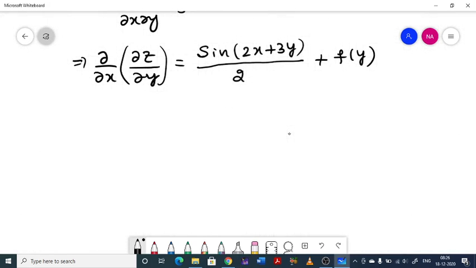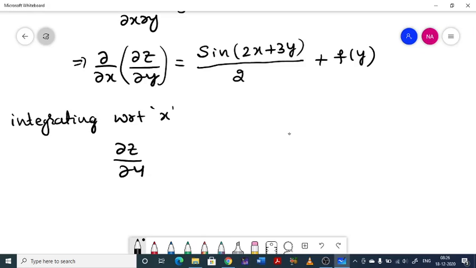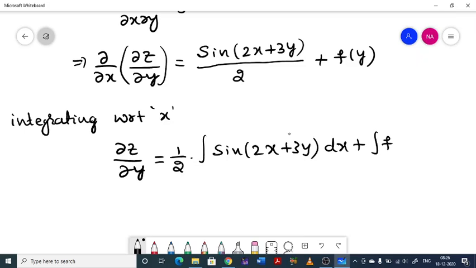Now to remove ∂/∂x again, integrating with respect to x. So left side will be ∂z/∂y, ∂/∂x will be removed. You get ∂z/∂y equal to this 1 by 2 I can take outside, the integral of sin of (2x plus 3y) dx plus the integral of f of y dx plus g of x. I mean, integrating with respect to x, right? So it will be g of y.